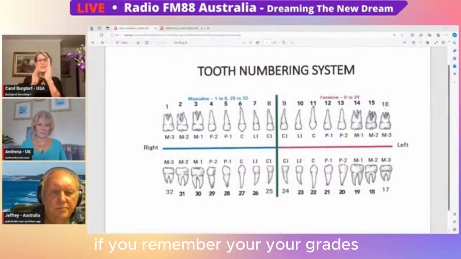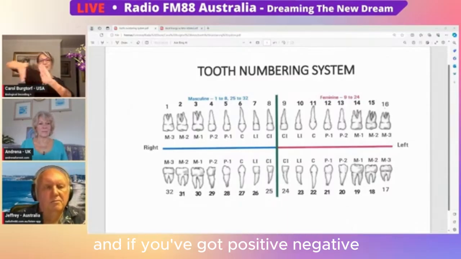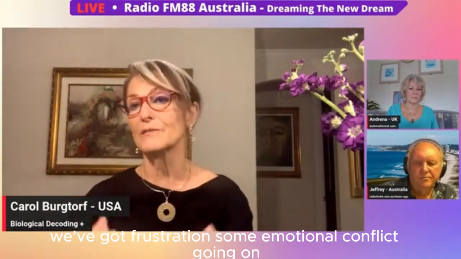If you remember your grade school playing with magnets, you put magnets together, and if you've got positive and negative, they attract each other. This is why our teeth are every other one positive and negative, upside down to each other, because it holds our teeth together, it holds the gums in, and it holds the teeth inside our body. Now, what happens when we have a conflict is that energy level goes up because we've got some sort of issue going. We've got frustration, some emotional conflict going on, energy in motion.